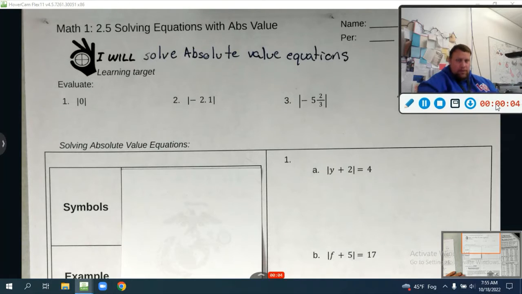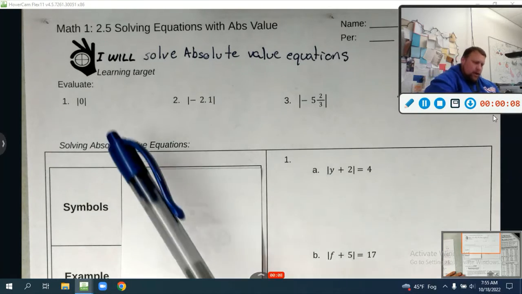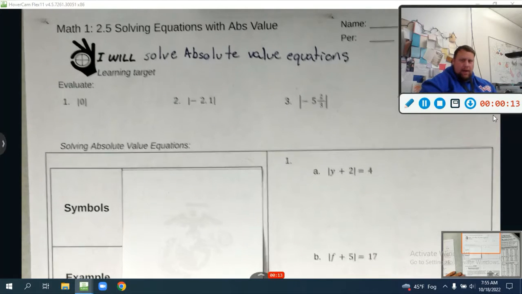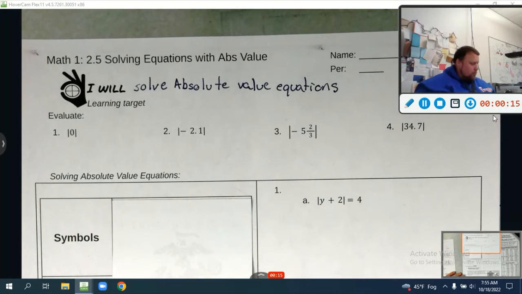Welcome, Math 1 students, to 2.5, solving equations with absolute value. Your learning target is I will solve absolute value equations. Take a minute, go ahead, do the warm-up real quick. It should take you like 30 seconds, right? Okay, I'm assuming you did it. Again, pause it. I'm not going to take lots of breaks because I'm assuming you have the power of pause.